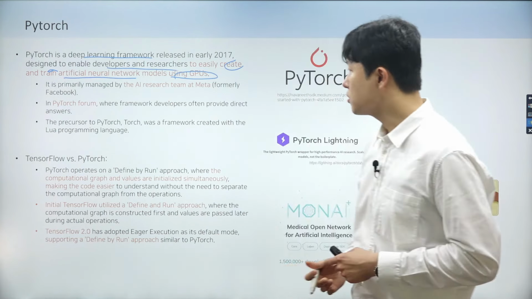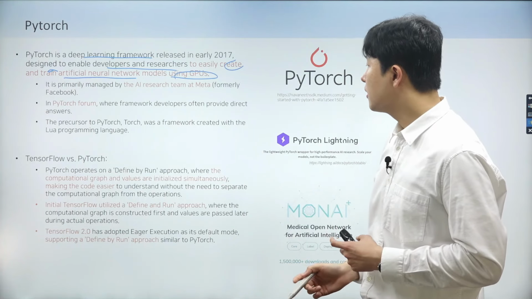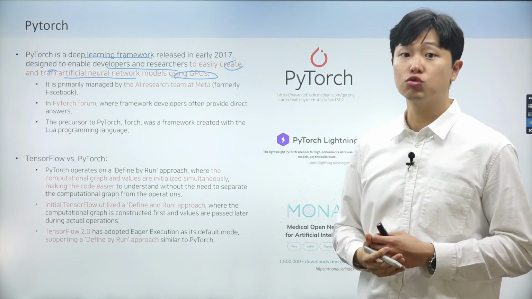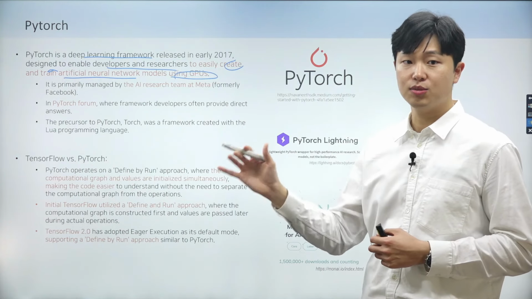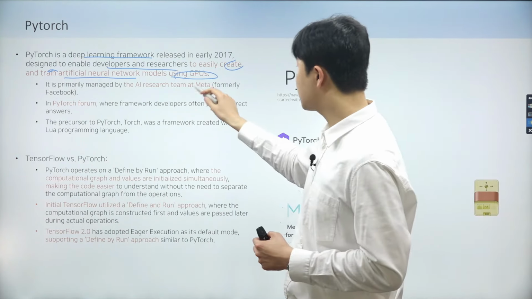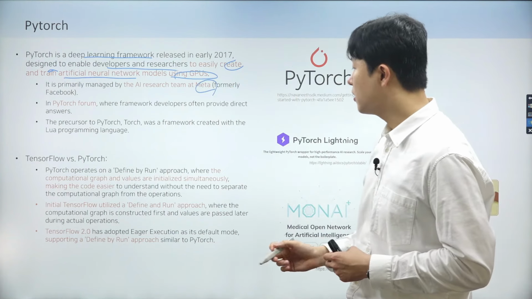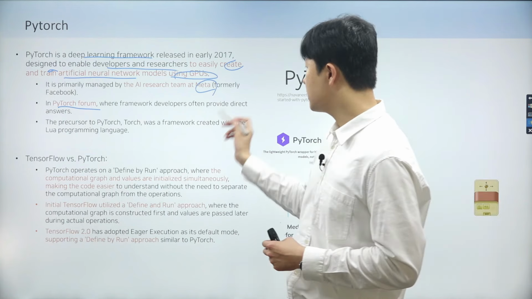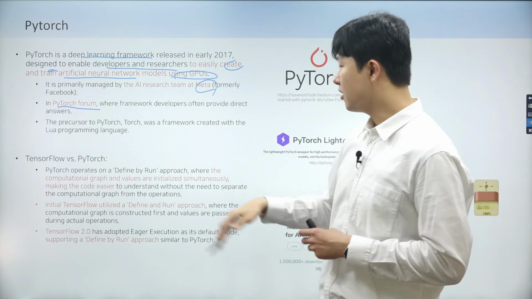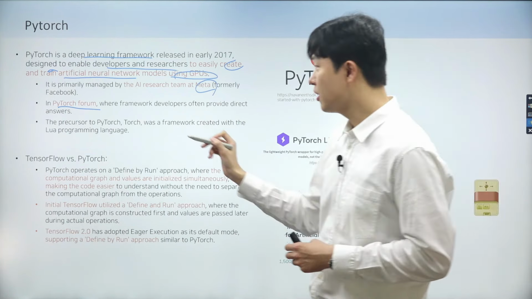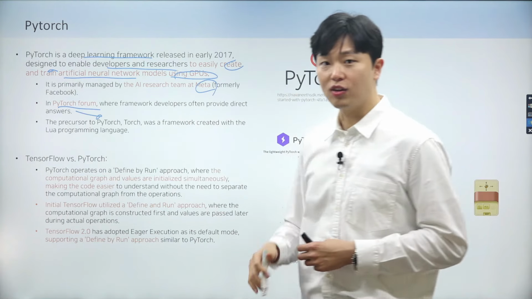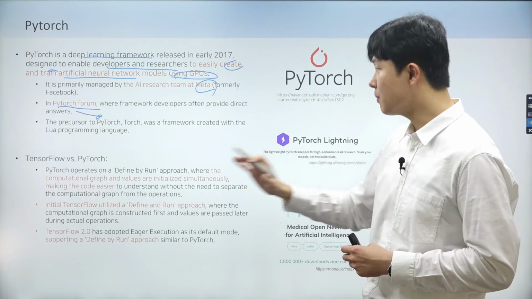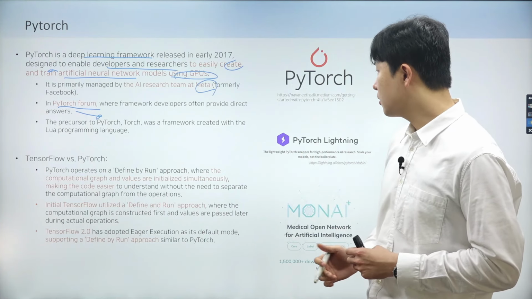Google's extensive support has enabled continuous enhancements and community-driven expansions. As we discussed before, TensorFlow and Keras were developed by Google, and PyTorch is primarily managed by the AI research team at Facebook, or Meta. There's a thing called a PyTorch forum, where the framework developers from Meta often provide direct answers to questions asked by users. In this day and age, we can initially pose our questions to ChatGPT and conduct a deeper search using Google if needed.